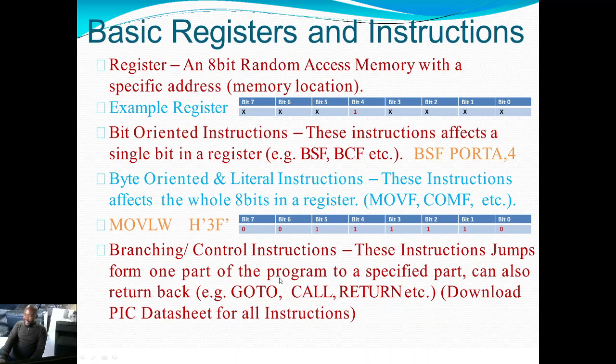Right. And then we have what we call branching instructions or control instructions. These instructions jump from one location of the program to another, and then sometimes you can return back to the original location, and sometimes you don't even have to return. Examples of those instructions are GOTO instructions, the CALL instructions, and then the RETURN instructions. To get a clear picture of all the basic instructions for the PIC16F84A, please download the PIC16F84A datasheet and look under the instruction set for an explanation of all the instructions and what they can do.